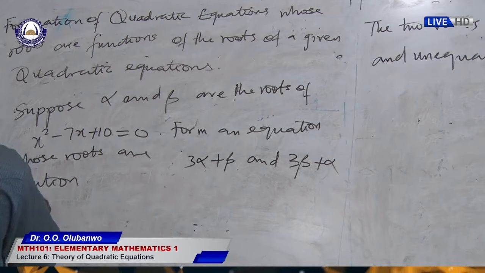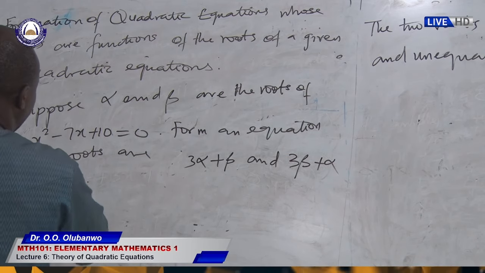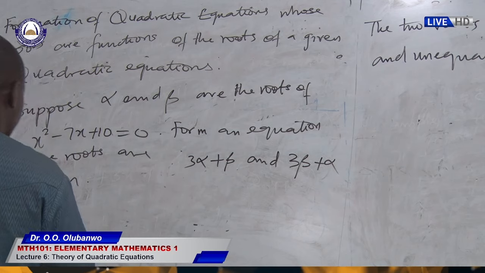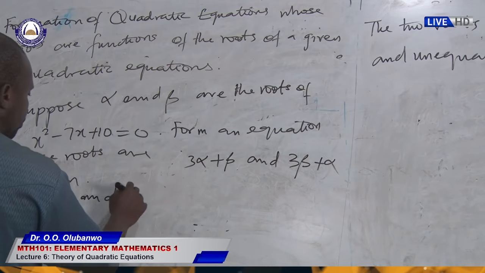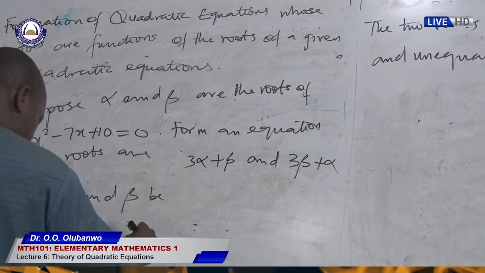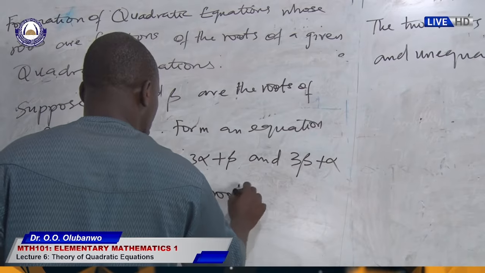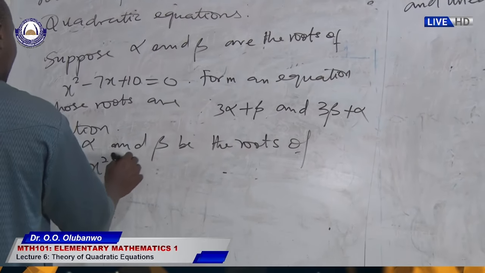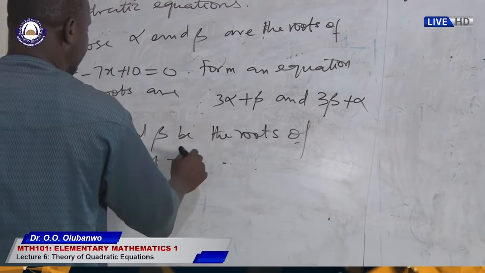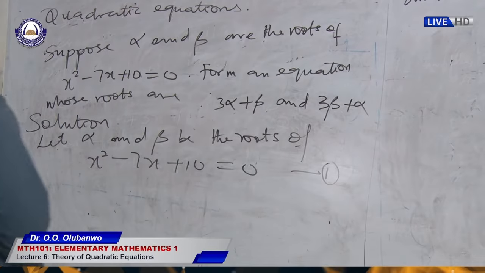The given equation is x squared minus 7x plus 10 equals 0. Now, let alpha and beta be the roots of x squared minus 7x plus 10 equals 0. Label this as equation 1.